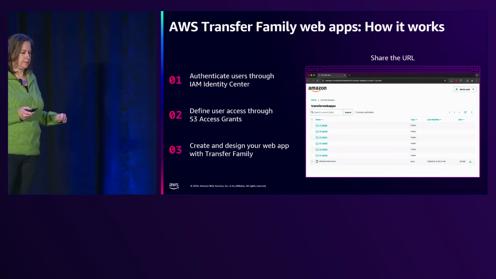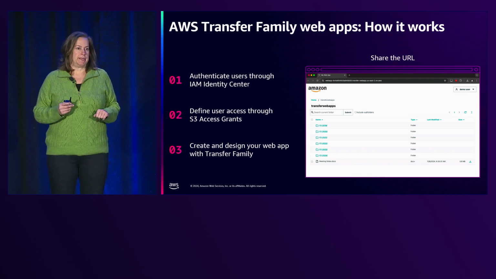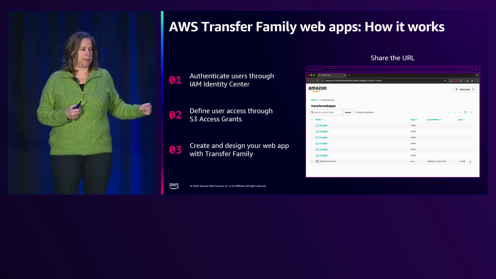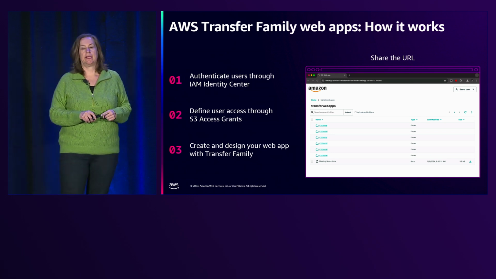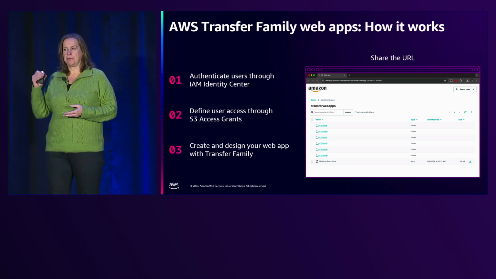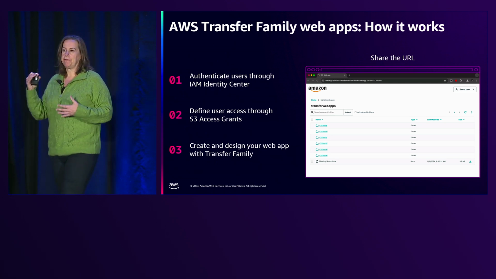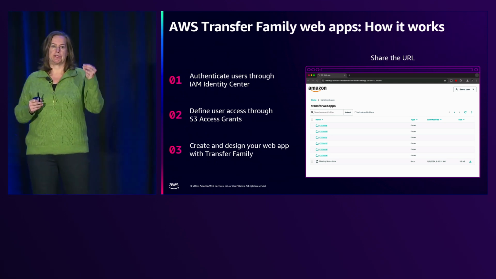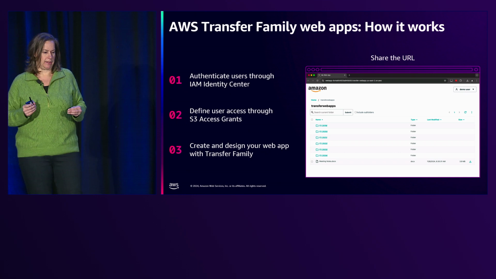How does it work? Well, the first two steps are very common for Storage Browser, right? You have to set up your IAM Identity Center instance to control access. You then want to define your S3 access grants so that you can manage that fine-grained control. Louis talked about giving certain write permissions or read permissions, right? Those are so important to make sure that you know who's accessing your data.